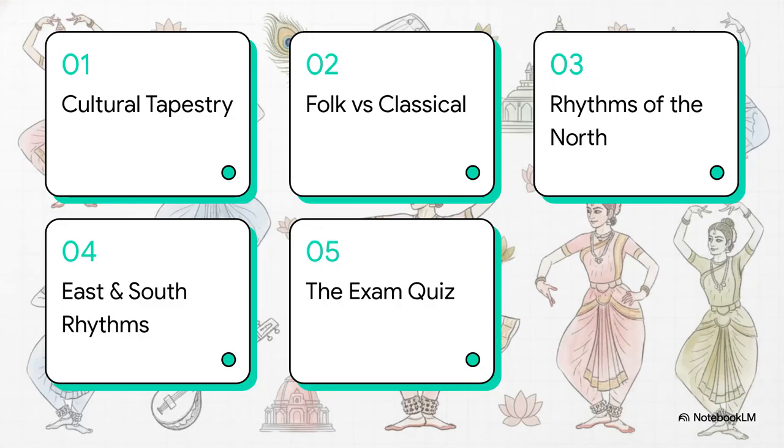So how do we tackle this mountain of information? Here's our roadmap. We'll start with India's cultural dance tapestry. Compare folk versus classical dances, check out the rhythms of the North, move to Eastern and Southern expressions, and finally wrap up with the ultimate exam quiz.